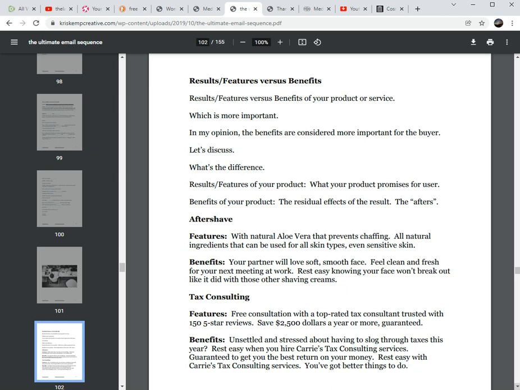What are the benefits of the tax consulting? Unsettled and stressed about having to slog through taxes this year? Rest easy when you hire Carrie's Tax Consulting Services, guaranteed to get you the best return on your money. Rest easy with Carrie's Tax Consulting Services. You've got better things to do.